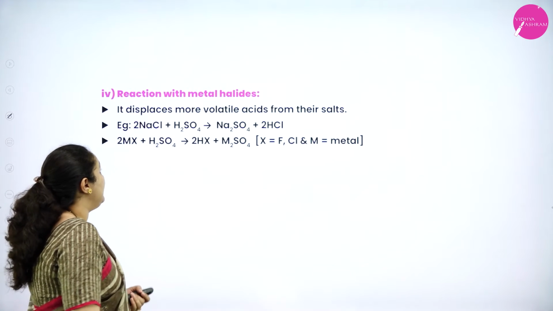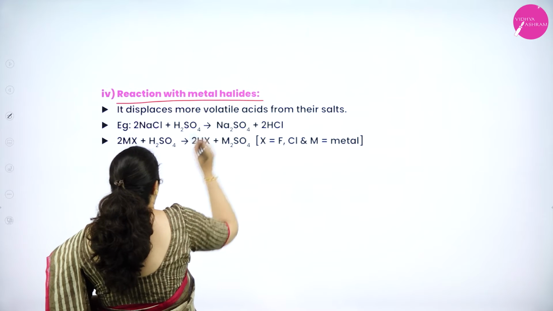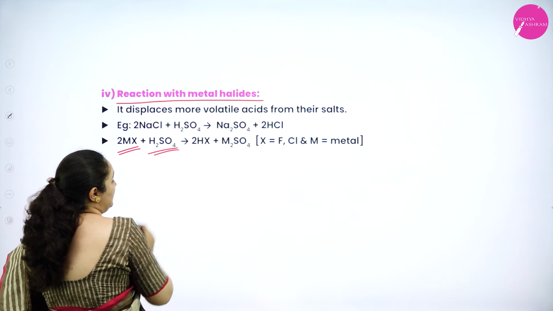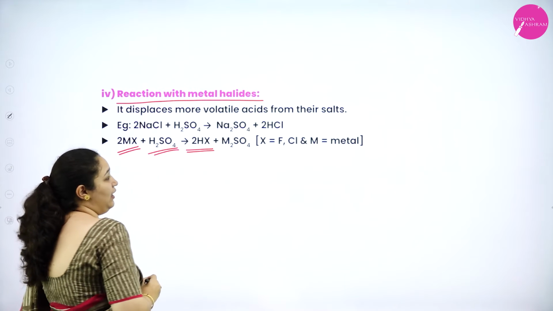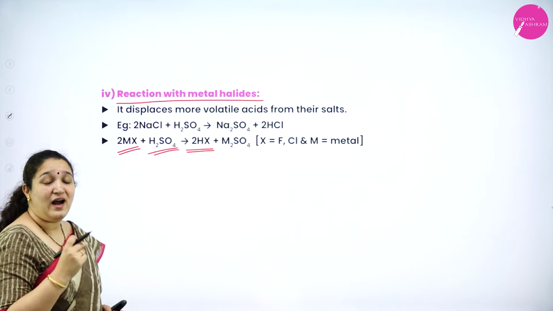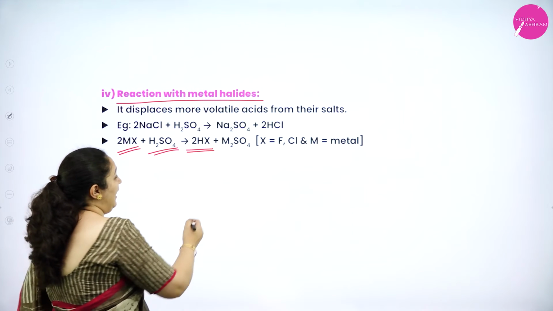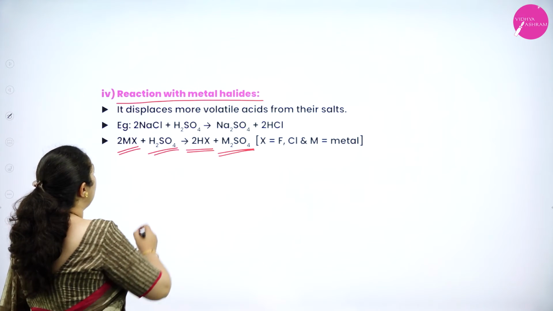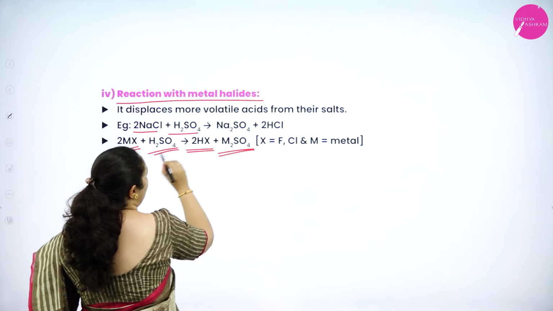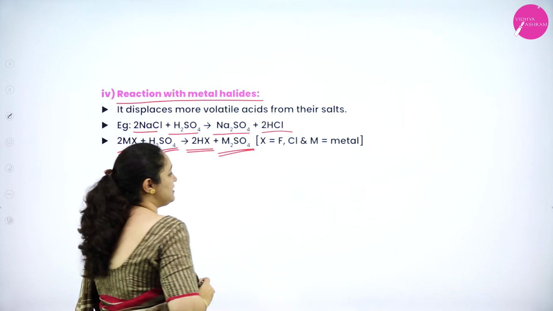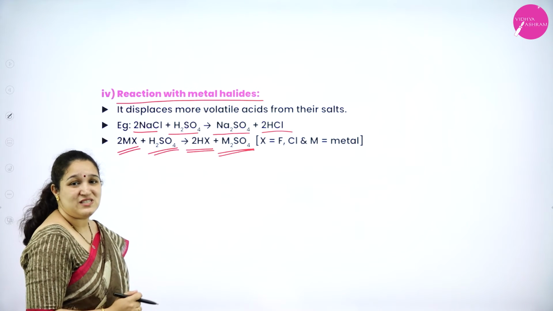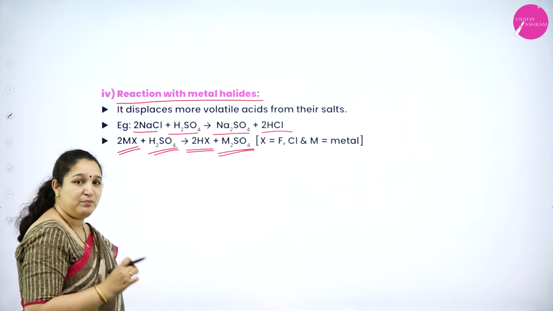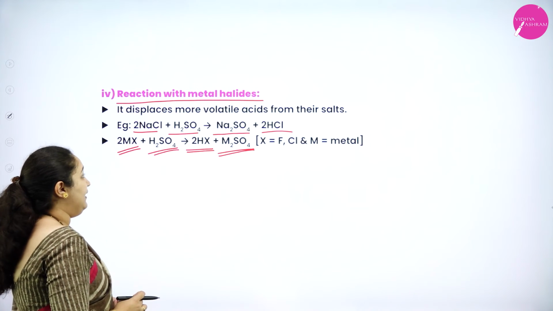Next is the reaction with metal halides. If you take any metal halide and treat it with sulfuric acid, you will get hydrogen halides and metal sulfate will be formed. For example, sodium chloride with sulfuric acid gives sodium sulfate and HCl. So this is the reaction of sulfuric acid on metal halides.